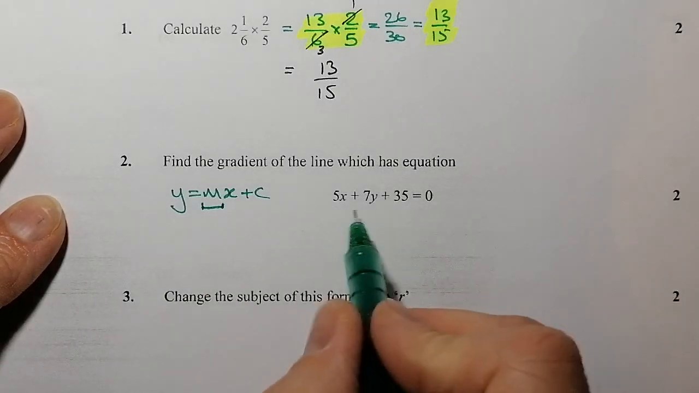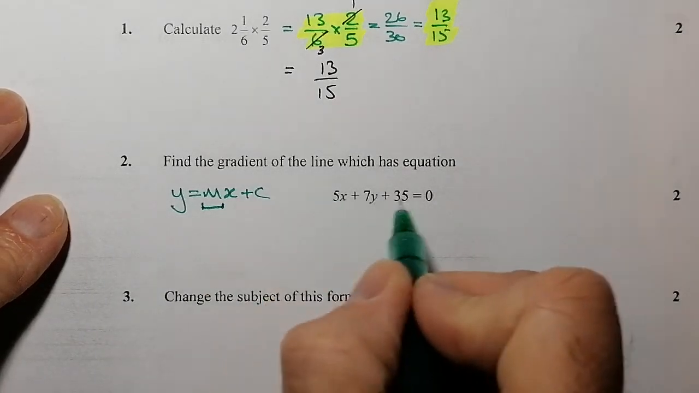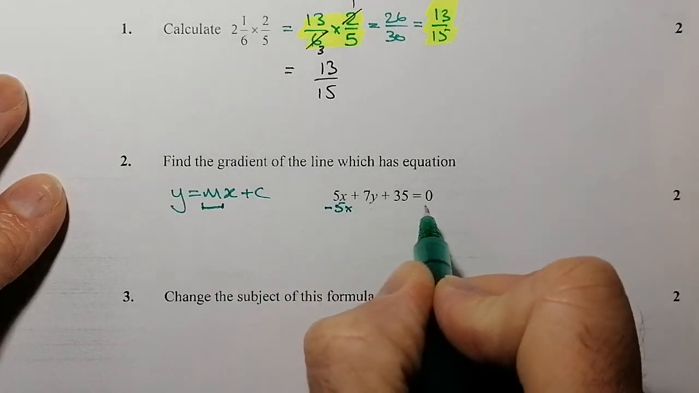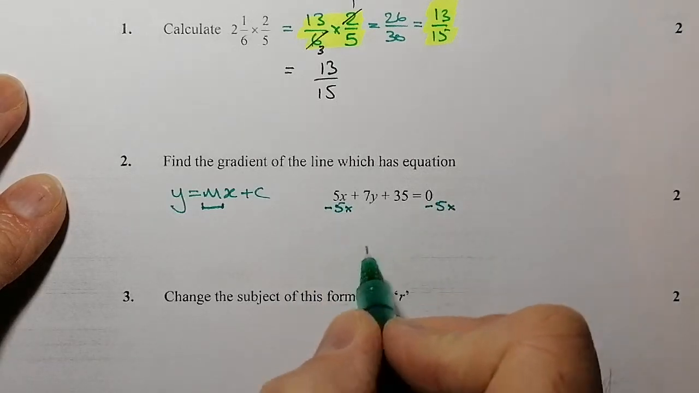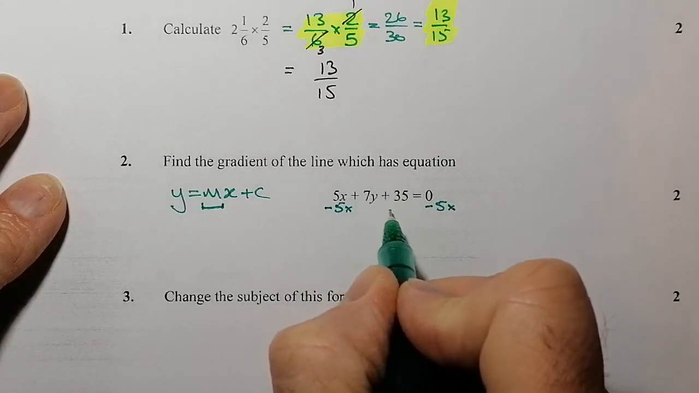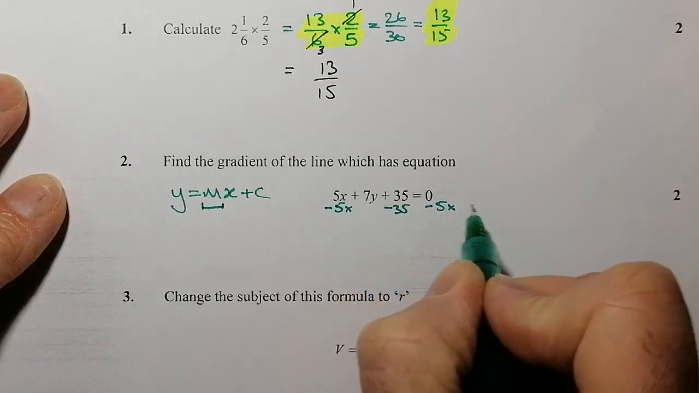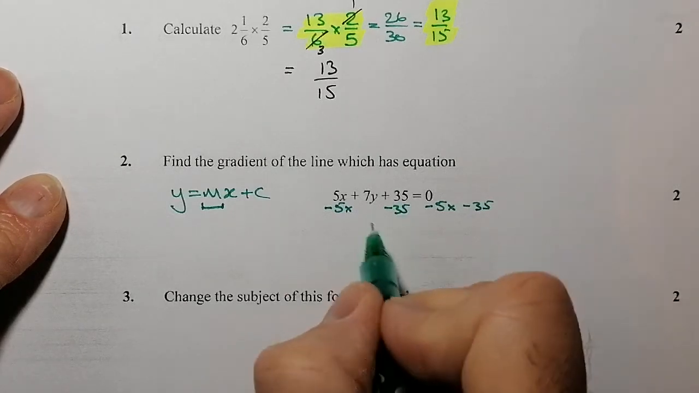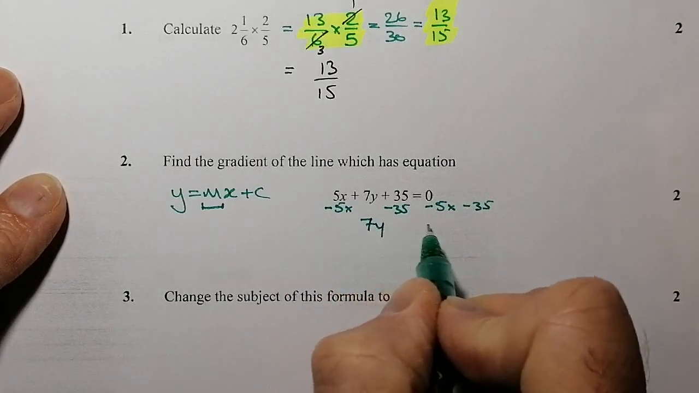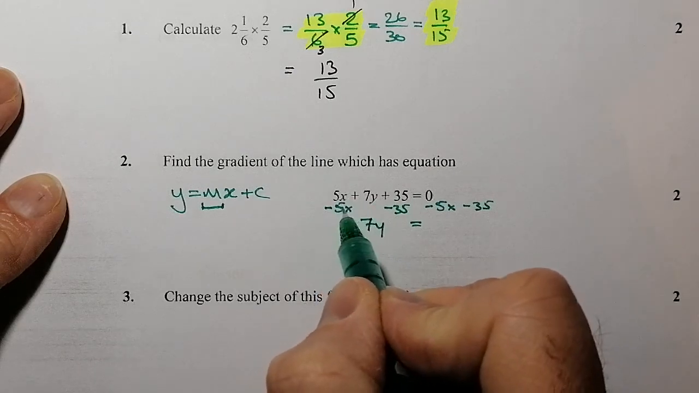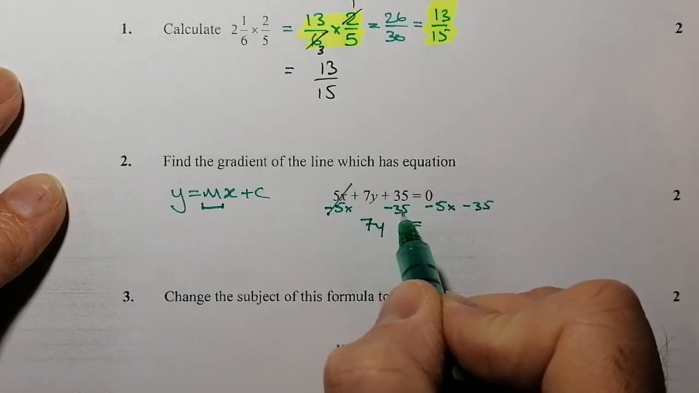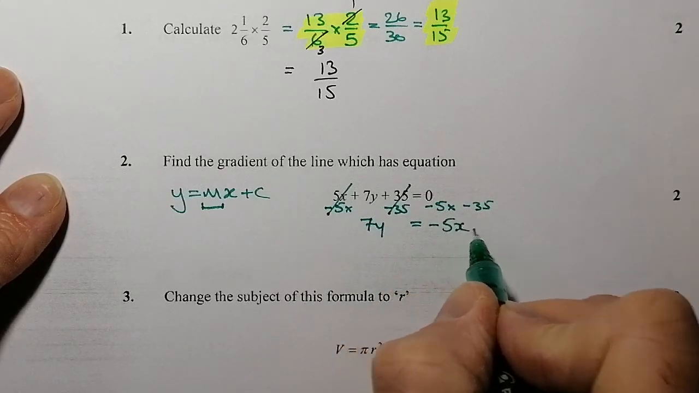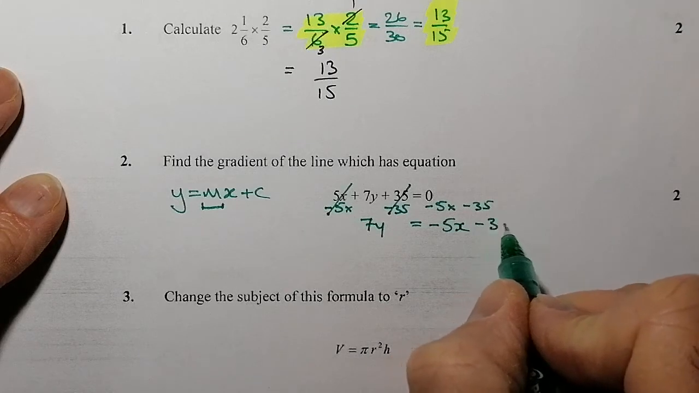What I'm going to do here is get y on the left-hand side. To do that, I'm going to take 5x away from this side, so I'll take 5x away from the other side over here. I'm going to get rid of that 35 by taking 35 away from that side, and I'll take 35 away from the right hand side as well. So I'm just balancing up that equation. What that leaves me with is 7y is equal to, remembering I'm taking 5x away and taking 35 away, minus 5x minus 35.